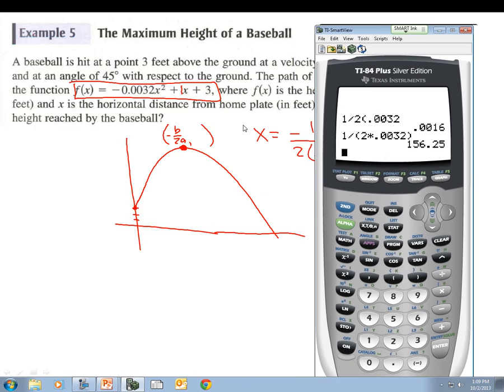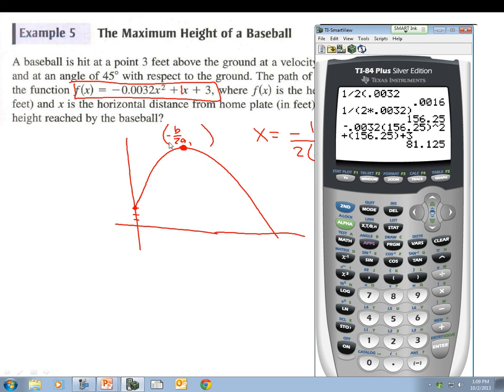All right. But we want to know the y value. So we're going to go ahead and plug that back in for our x. So it's going to be negative 0.0032 times 156.25 squared plus x, which is 156.25, plus 3, and hit enter. 81 feet. That's how high this ball is going to end up.